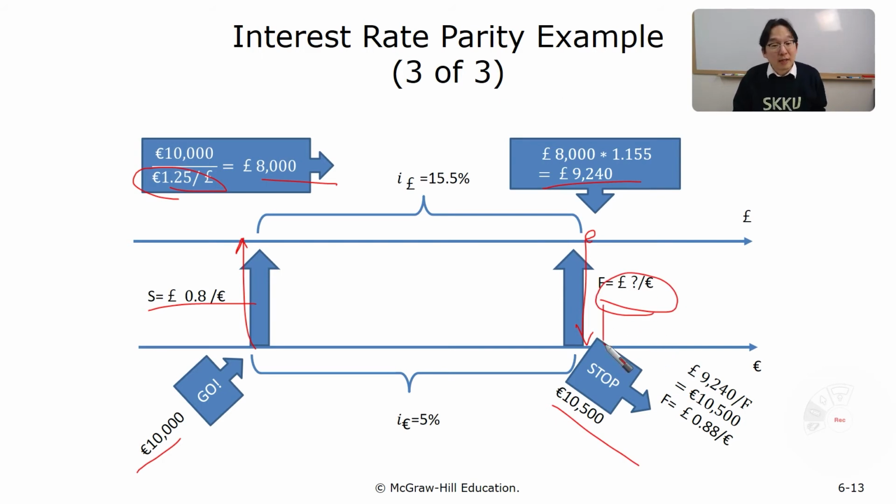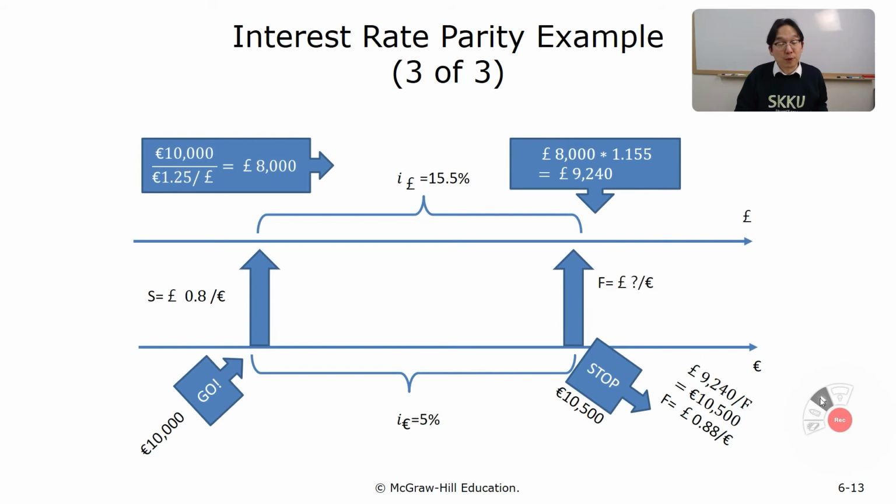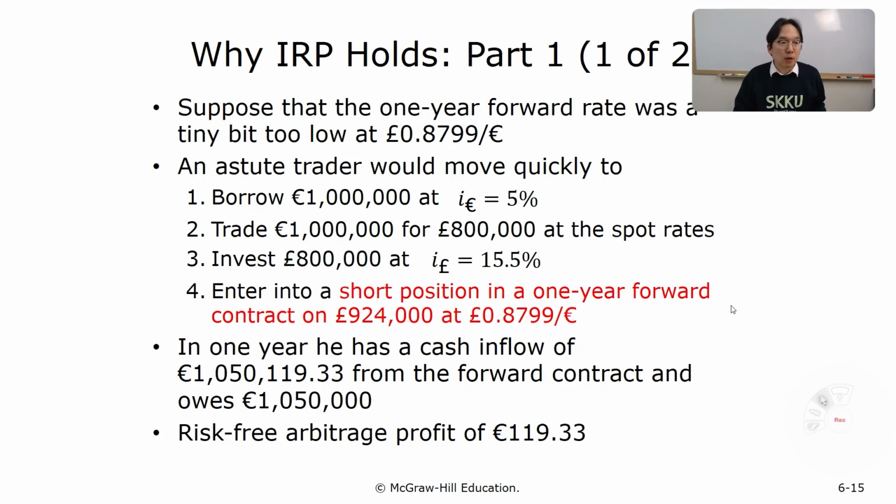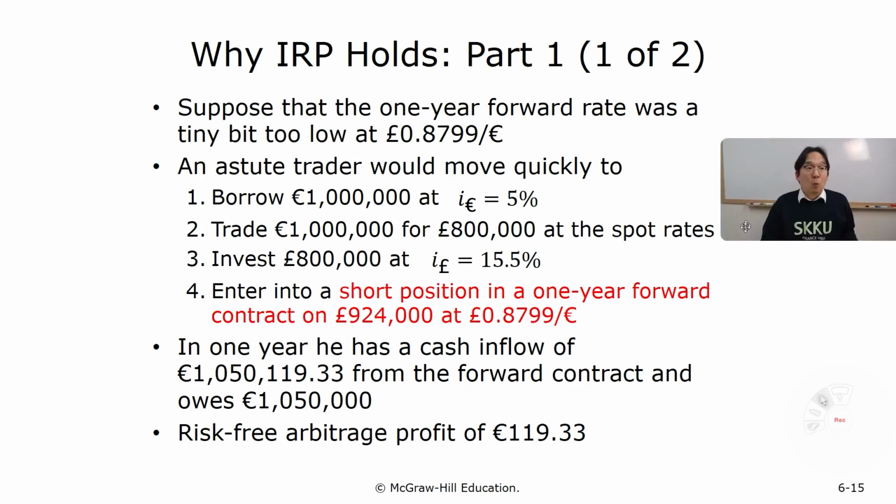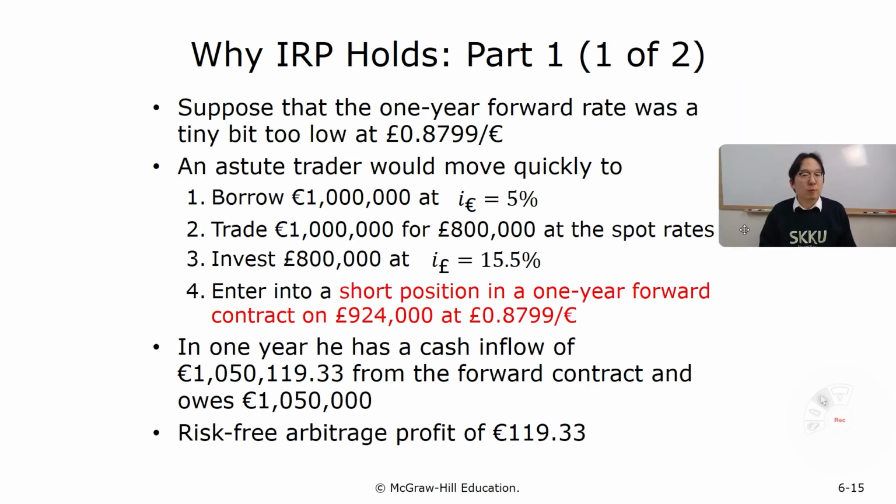That equates your British pound amount to 10,500 euros, right? What is the exchange rate that justifies this relation? That's 0.88 pound per euro, right? So that's that. Now, why does IRP hold?